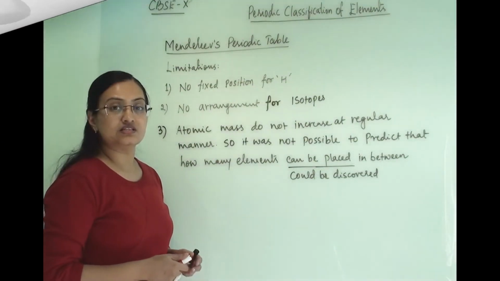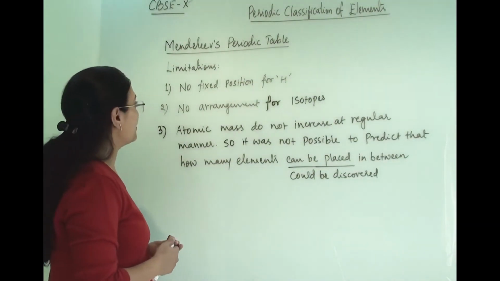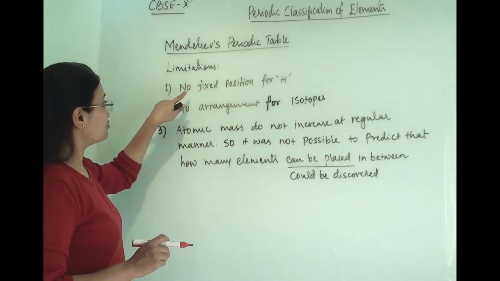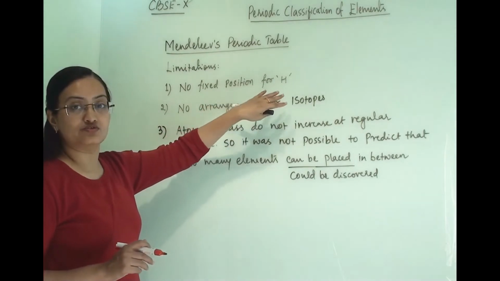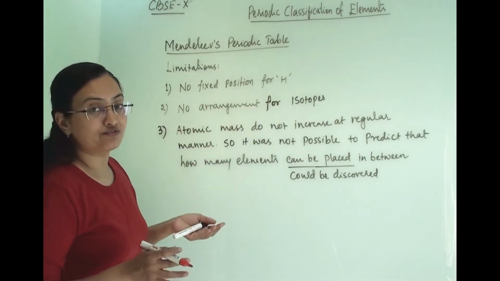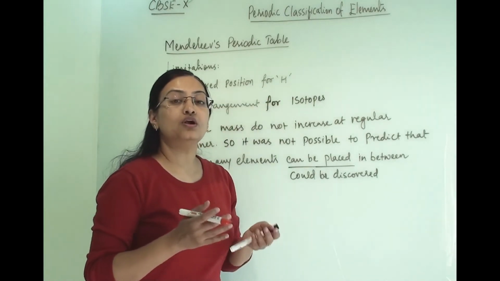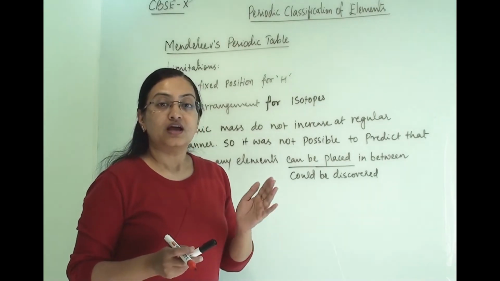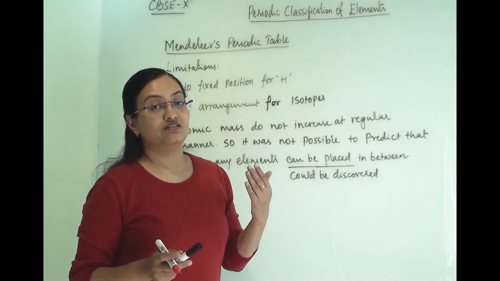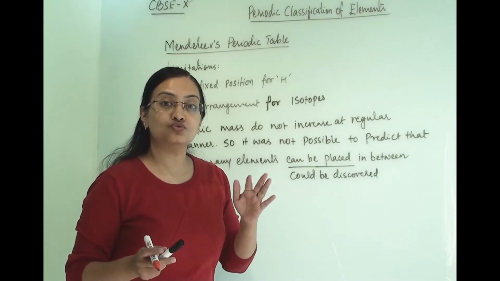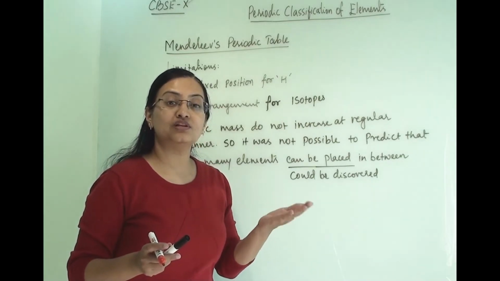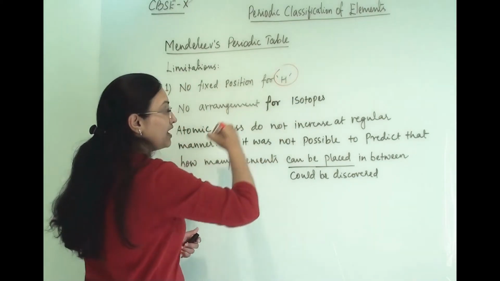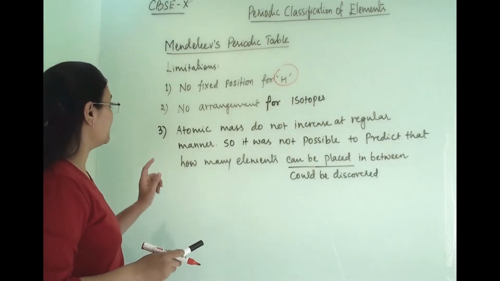So let us discuss the limitations of Mendeleev's periodic law or periodic table. The first is that there was no fixed position assigned to hydrogen. Mendeleev could not decide the position of hydrogen because hydrogen has a dual nature and shows properties similar to halides and also similar to alkali metals. So there was no fixed position for hydrogen in his periodic table.